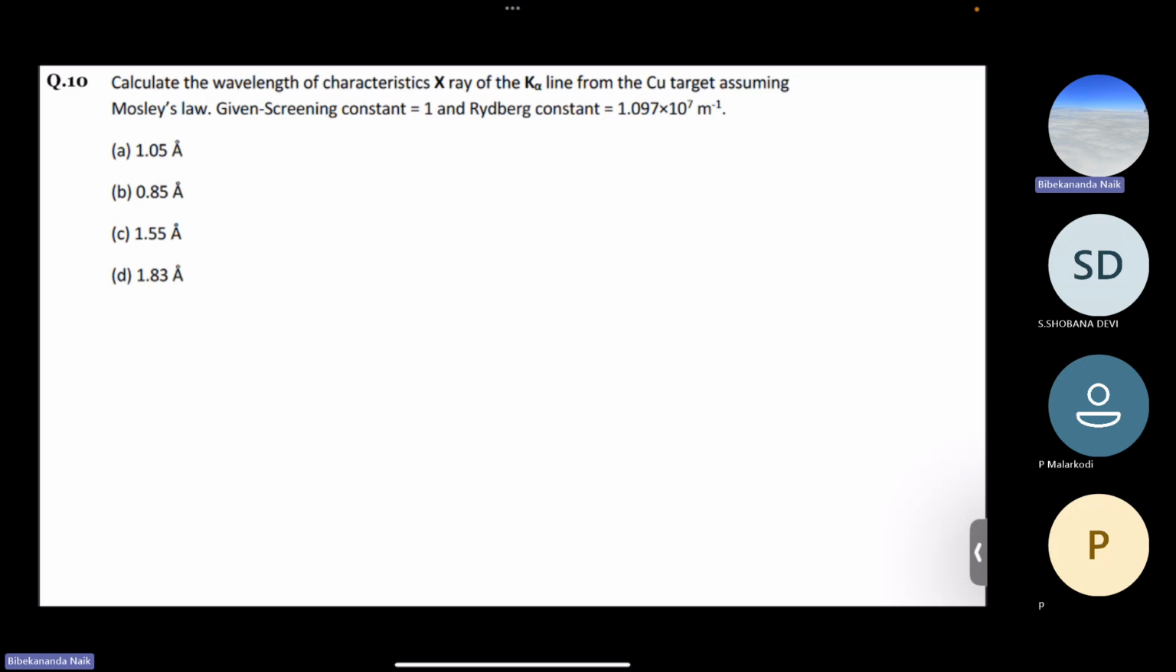Question number 10 says, calculate the wavelength of characteristic X-ray of K alpha line from the copper target, assuming Moseley's law, given the screening constant is 1 and the Rydberg constant is 1.097 into 10 to the power 7 meter inverse. Options are option A 1.05 Angstrom, option B 1.83 Angstrom, option C 1.83 Angstrom.